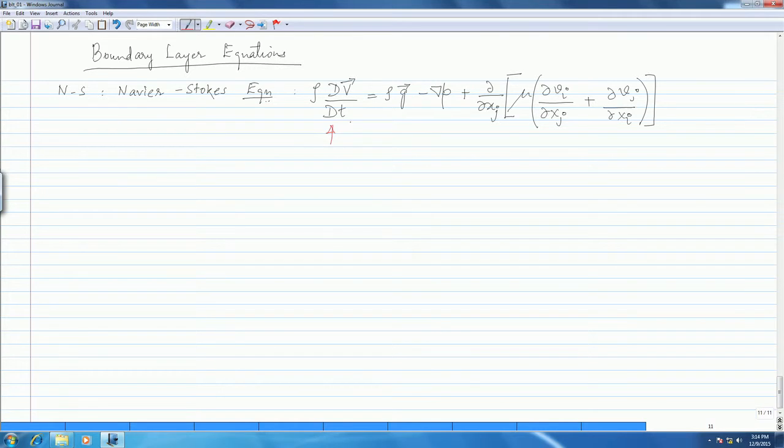Now, if you do that, this is basically mass into acceleration, right? This is nothing but mass flux, right? So then this is nothing but a force, right? So what you can see here is that due to the movement of the fluid, there is a certain force which I am equating to something here. So what is this something?